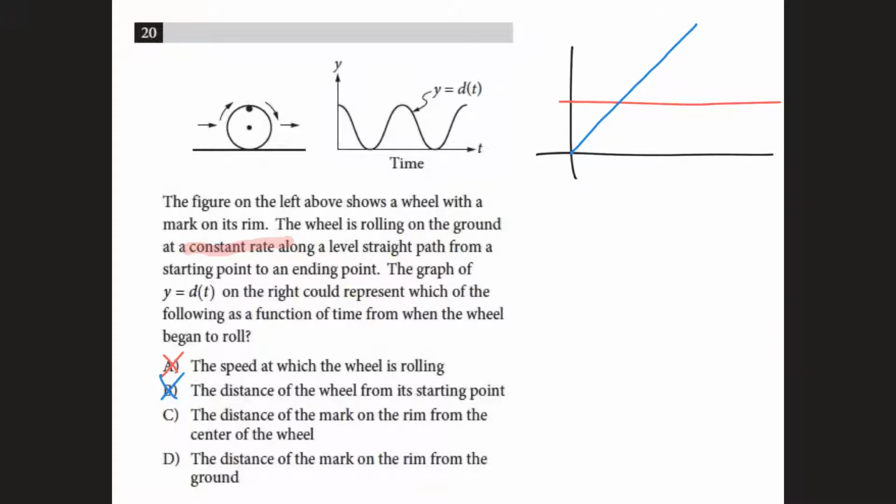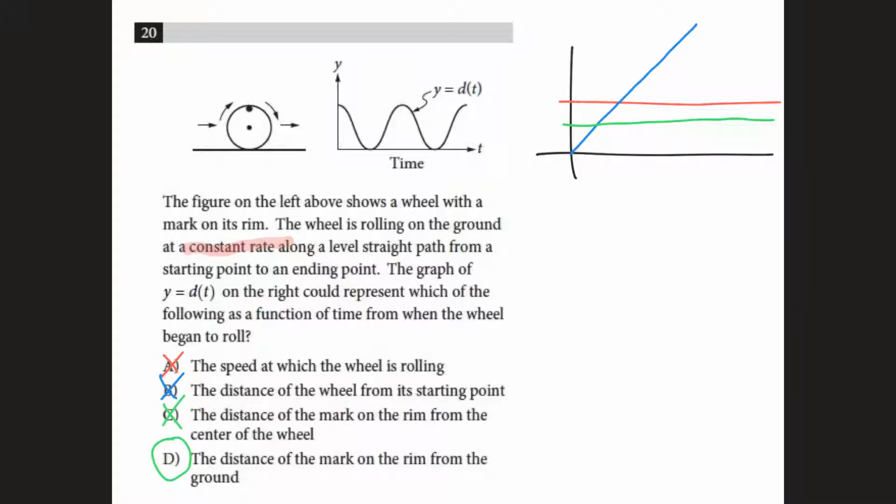C, the distance of the mark on the rim from the center of the wheel. Well, the distance from the mark on the rim of the wheel to the center isn't changing, right? It's always the same distance. It's going to be the radius. That too is going to be a horizontal line or a constant. So C can't be our answer.